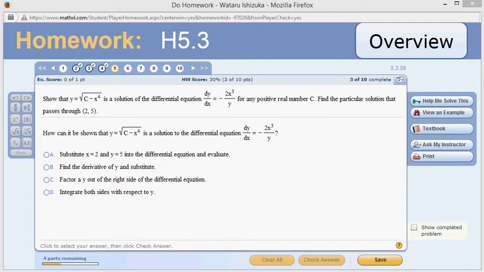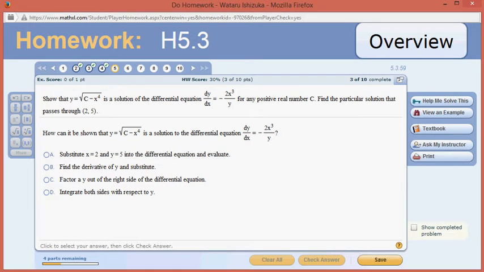Alright, so first one, how can it be shown that y equals square root of c minus x to the fourth is a solution to the differential equation? First one, substitute x equals 2 and y equals 5 into the equation? No. Find the derivative of y and then substitute. So that's promising. And factor y out of the right hand side of the differential equation, that really doesn't help us. And integrate both sides with respect to y? No. So B is the right answer.